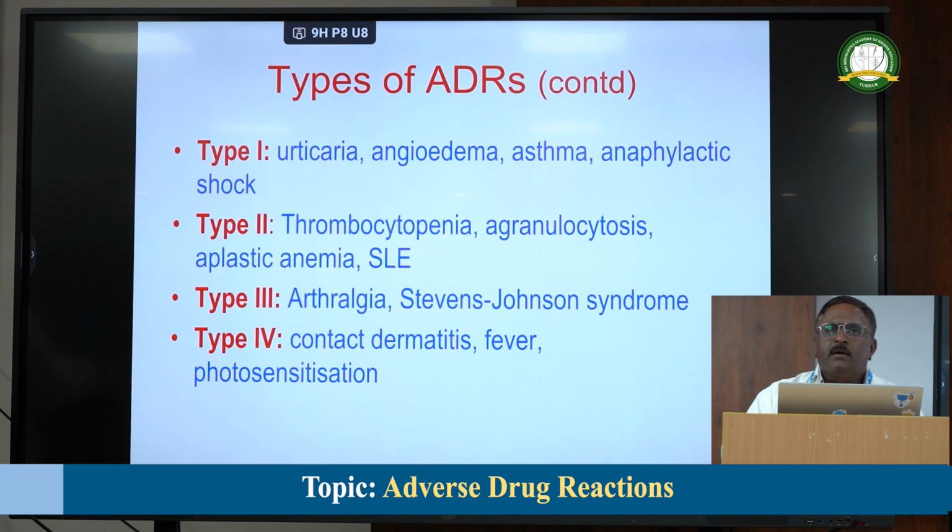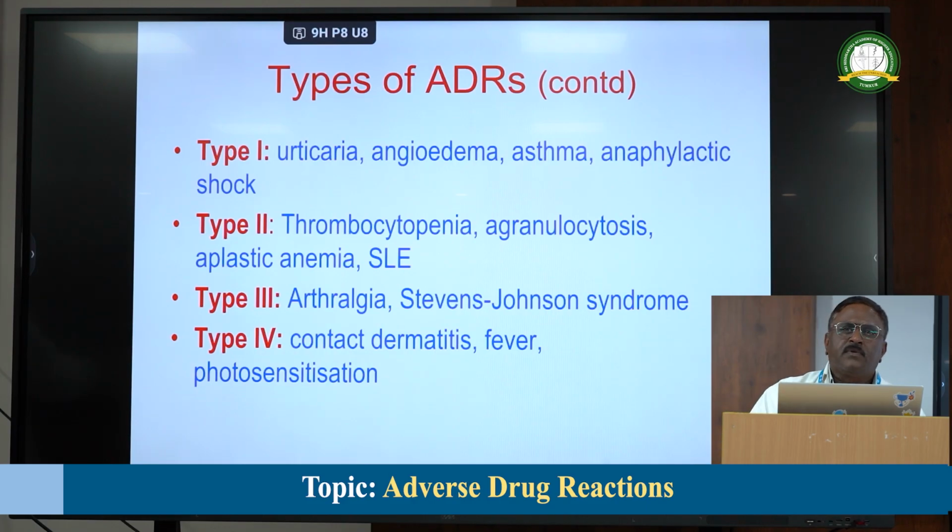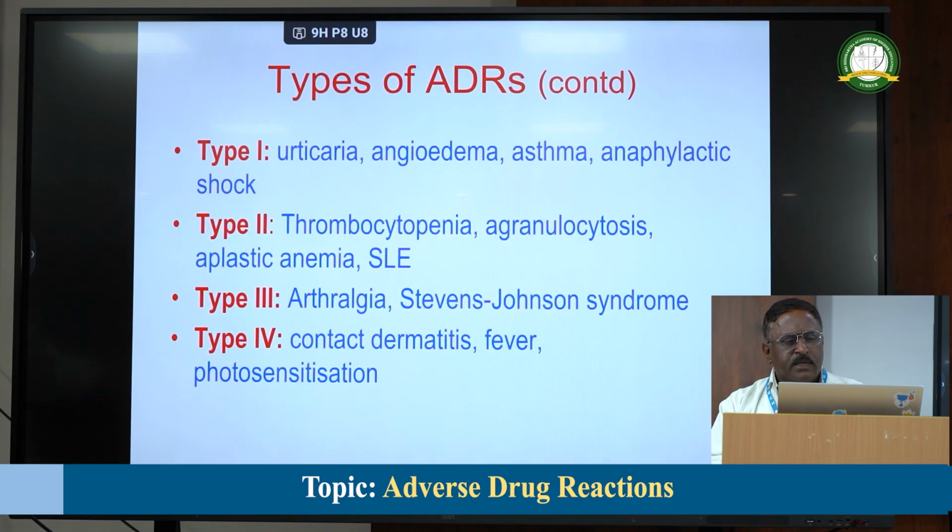Type 2 reactions are mainly on the hematological system, where there is thrombocytopenia, agranulocytosis, aplastic anemia, or it may be systemic lupus erythematosus. Type 3 reactions are like arthralgia or very severe reactions like Stevens-Johnson syndrome. Most of the drugs like sulfonamides are known to cause this. Type 4 reactions include contact dermatitis, fever, and photosensitization, with phototoxic and photoallergic reactions. The first three, type 1 to type 3, are humoral adverse drug reactions, whereas type 4 is a cell mediated hypersensitivity reaction.